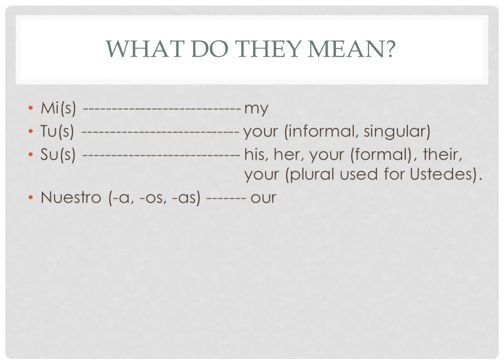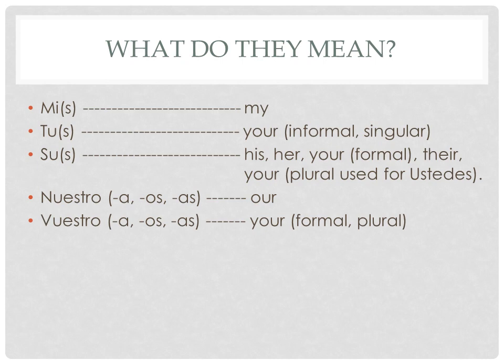Nuestro means our, and nuestro could be nuestra, nuestros, nuestras, depending on the noun, but they all mean our. Vuestro could be vuestro, vuestra, vuestros, or vuestras. It's your when it's formal and plural. This is when it's vosotros that you're talking about.